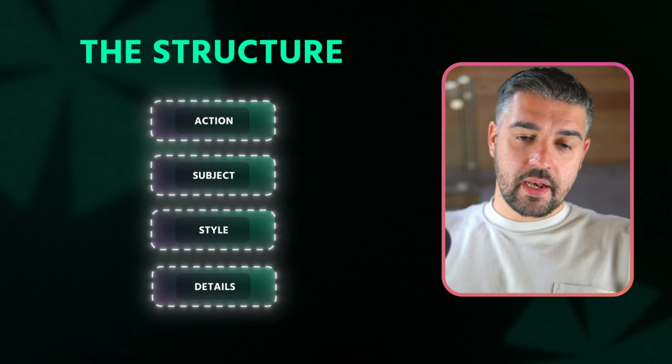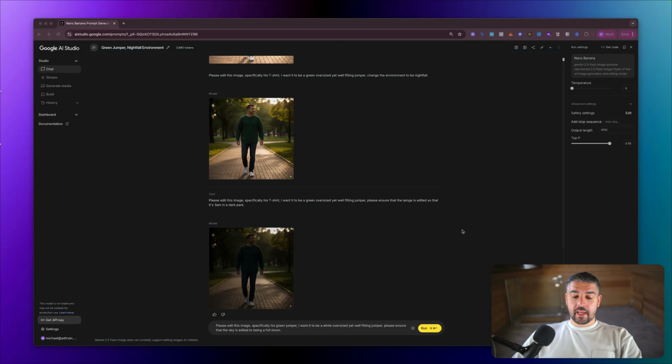So now we're going to go back in here and we're going to ensure that we get the dark night sky that we wanted. So not only am I going to do that, I'm going to show you how you can influence the details to make two changes at once. I wouldn't normally advise it, but it's interesting. I'm showing you the techniques here. Please edit this image, specifically his green jumper. I want it to be a white, oversized, well-fitting jumper. Also, please ensure the sky's edited to be in a full moon.